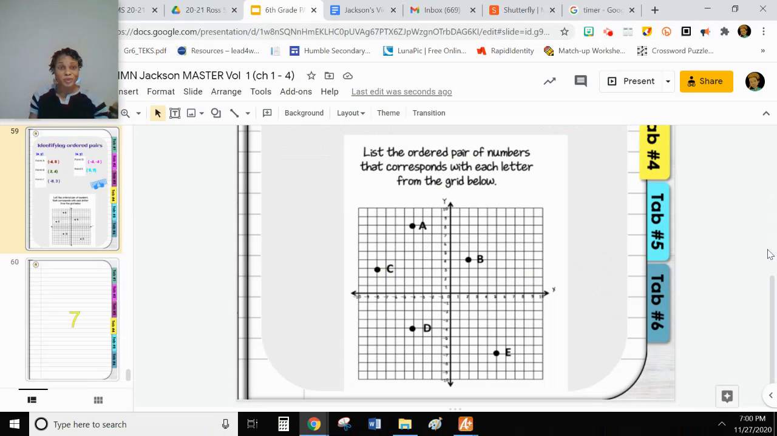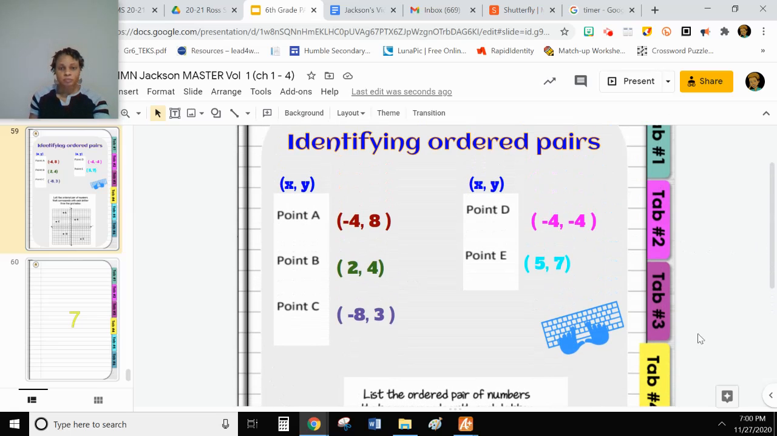Welcome back to locating your points. So you were given the list of ordered pairs and you had to write the corresponding coordinates for the points on the graph. So let's see what you got. So hopefully your answers match mine.